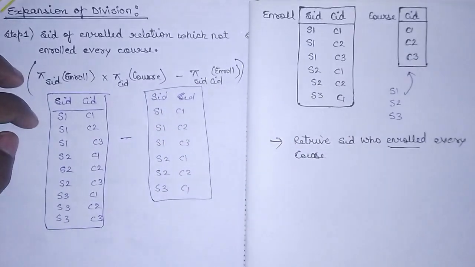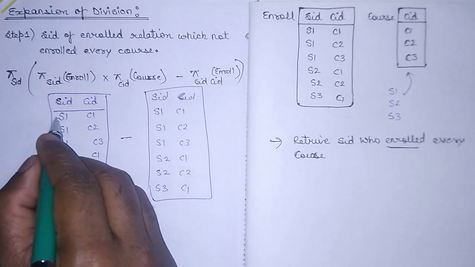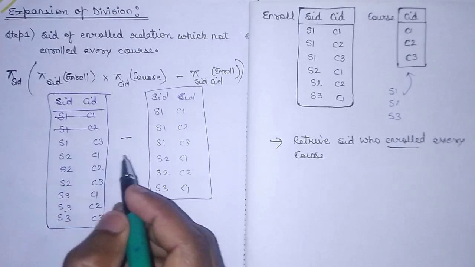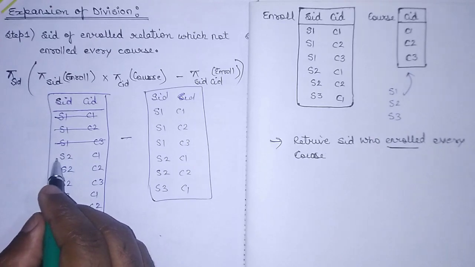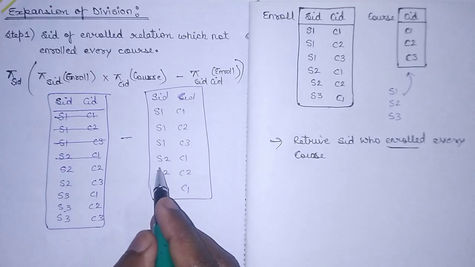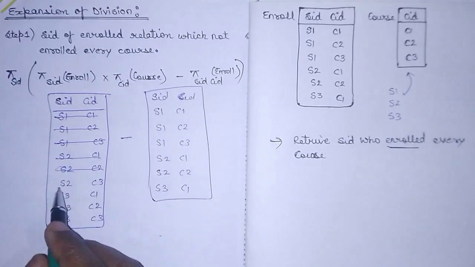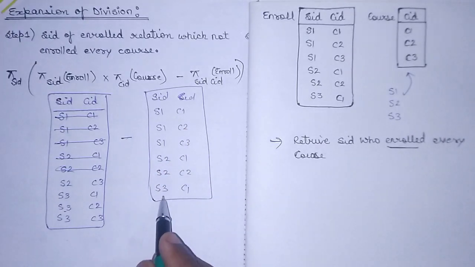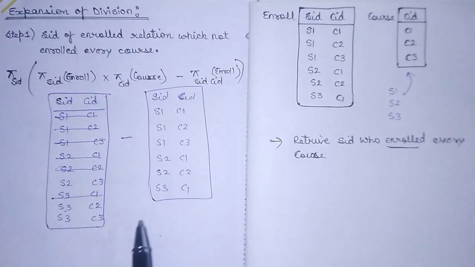Now what if I subtract it? So see, S1 C1 is available here, so I am subtracting it from here. S1 C2 is here, removing it. S1 C3 is here, removing it. S2 C1 is here, removing it. S2 C2 is here, removing it. S2 C3 not there. S3 C1, so check S3 C1, yes, S3 C1 is there, removing it. S3 C2 is not here. S3 C3, this is also not here.